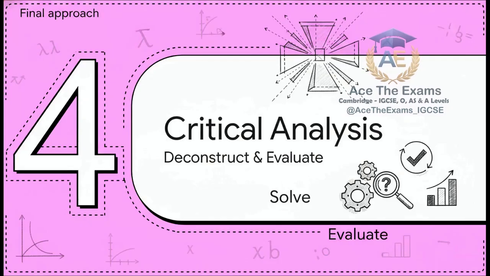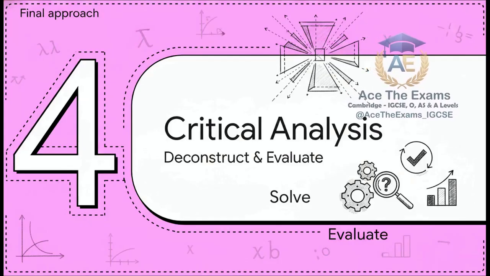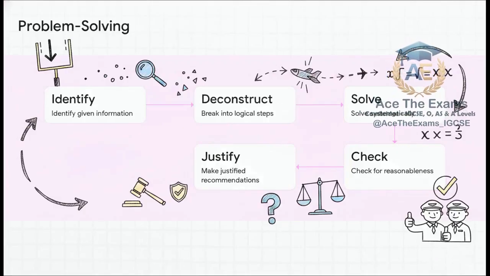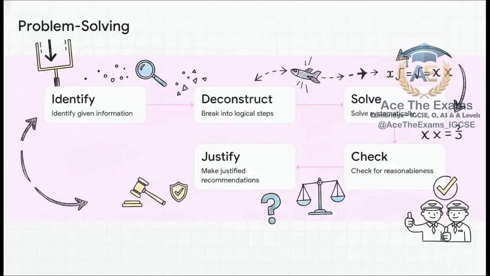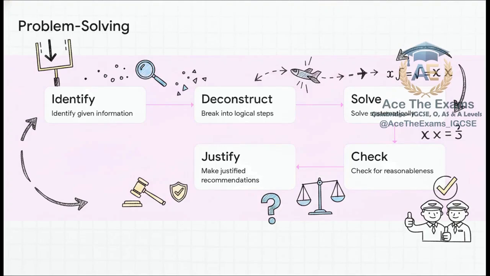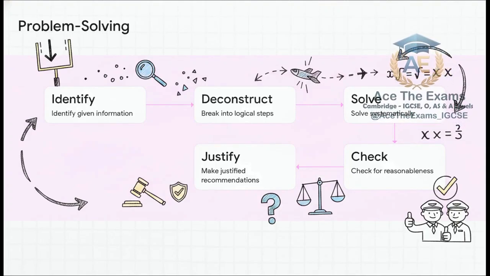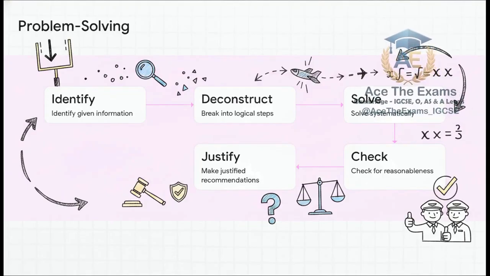Initiating final approach. Section 4, deconstruct, solve, evaluate. Let's see how this all builds into our ultimate touchdown sequence. Top-scoring candidates do not just guess. They use a rigid 5-step procedural framework. Step 1, identify given information. Extract the exact data from the noise.